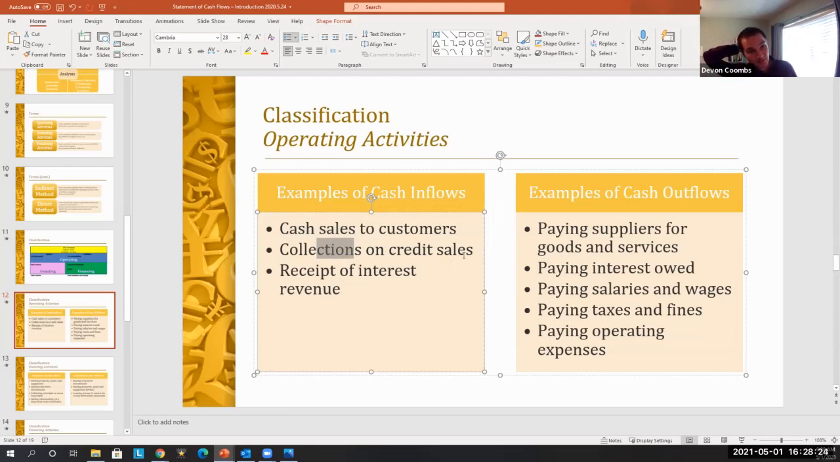For collection on credit sales, we debit cash and credit AR. Receipt of interest revenue, we debit cash and credit interest receivable. Debiting cash in all of these. For cash outflows, it's our credits to cash. Paying suppliers for goods or services, debit expense, credit cash. Paying interest owed, debit accounts payable or interest payable, credit cash. Paying salaries, debit salaries expense, credit cash. Taxes, debit tax expense, credit cash. Operating expenses, debit OPEX, credit cash. All credits to cash, all debits to cash. That's going to be true for all of these, but note that these are for the short-term obligations.